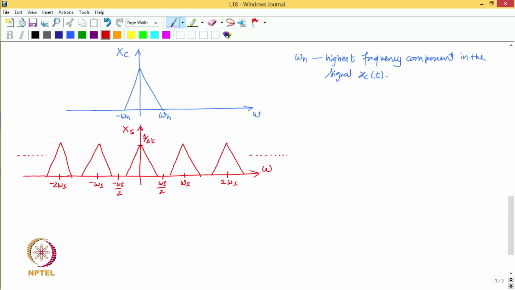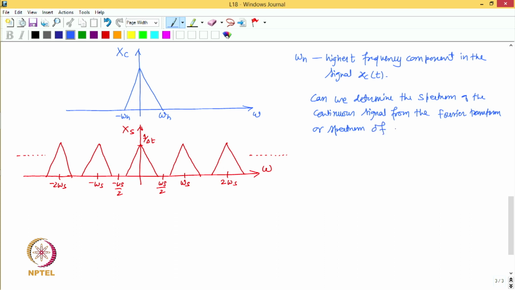So here we are going to answer the question: can we determine the spectrum, or Fourier transform, or frequency domain representation of the continuous signal, which is the original signal we are trying to analyze, from the Fourier transform, or spectrum, of the corresponding sampled signal? That is the question.